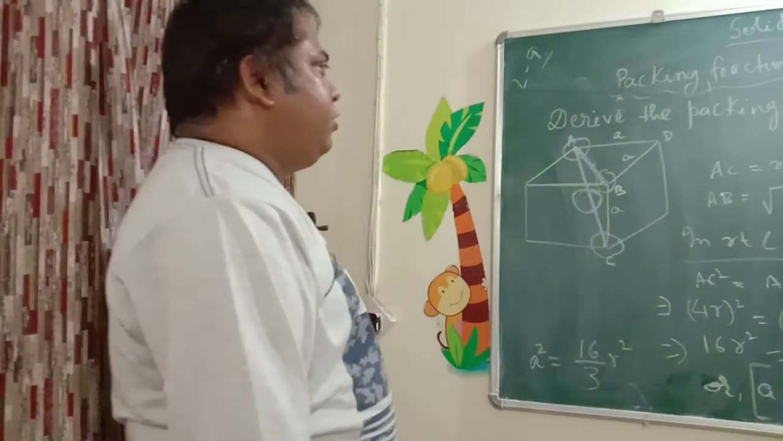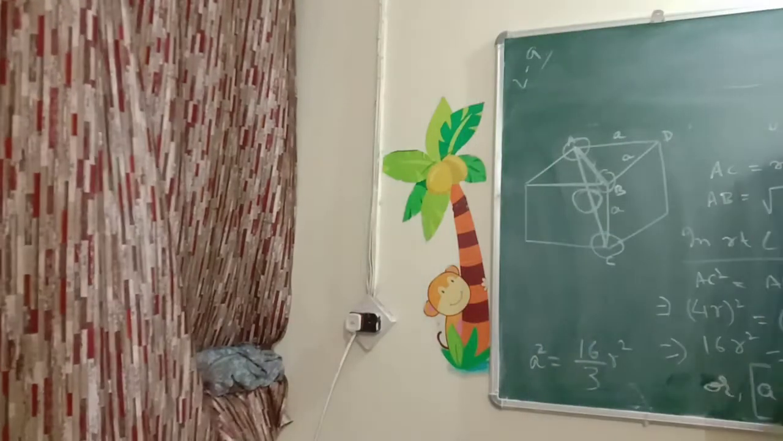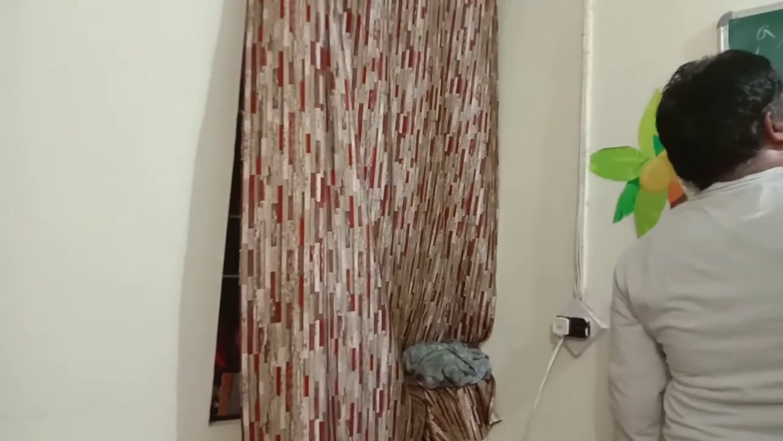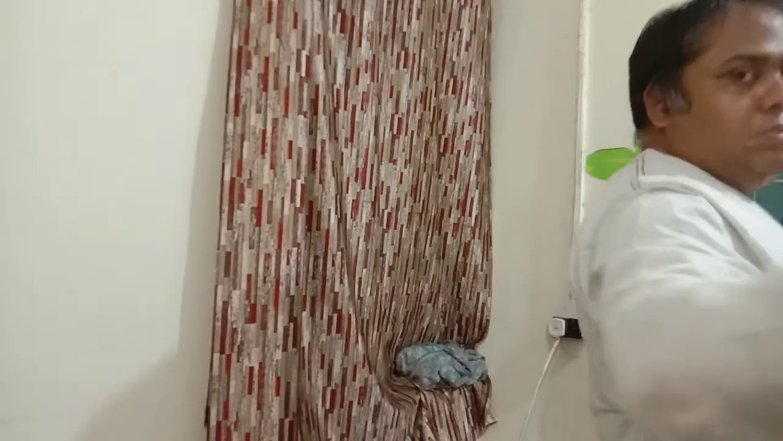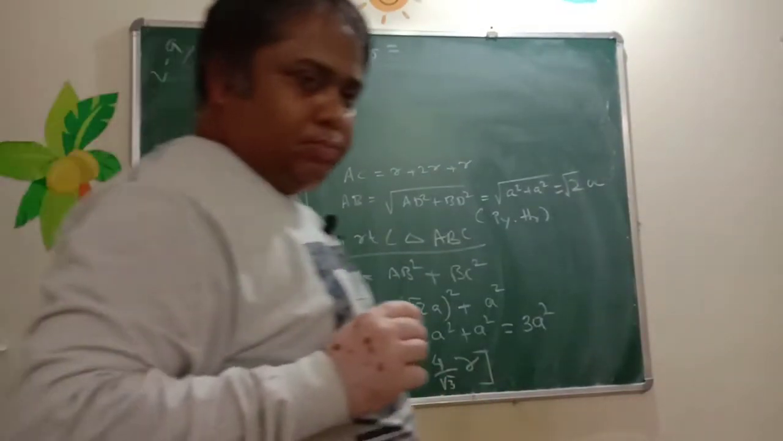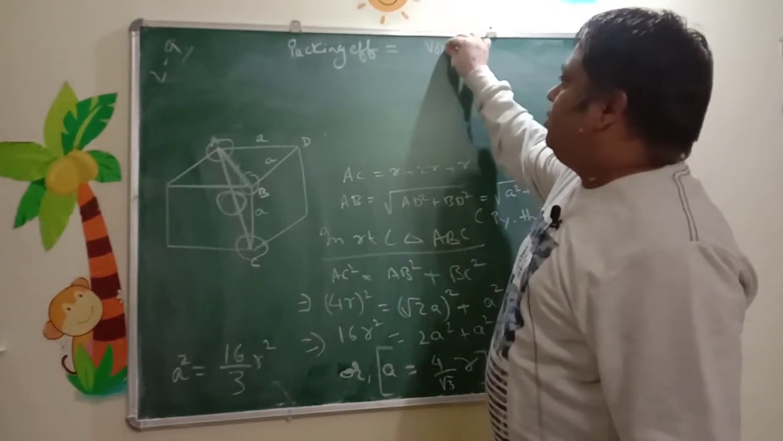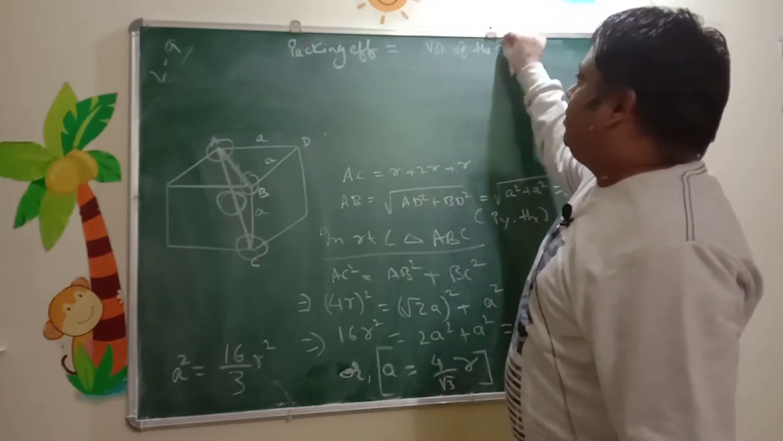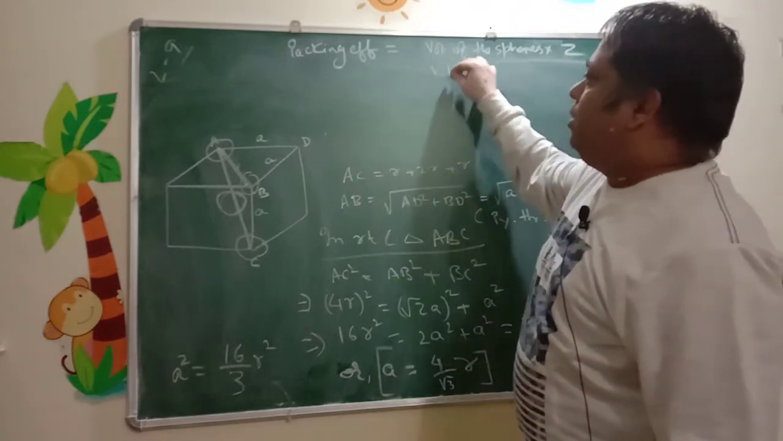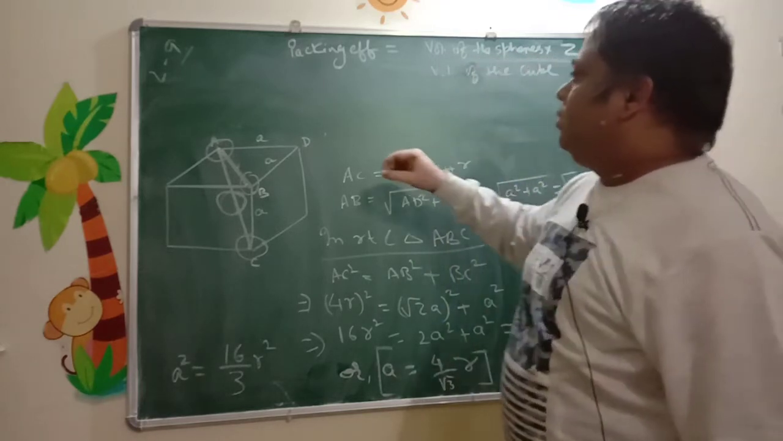Now the previous formula we will put for the packing efficiency again. Packing efficiency is equal to volume of the sphere into number of spheres divided by total volume of the cube into 100.